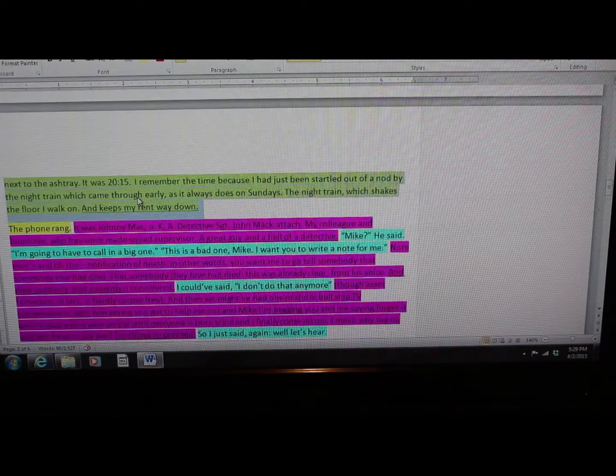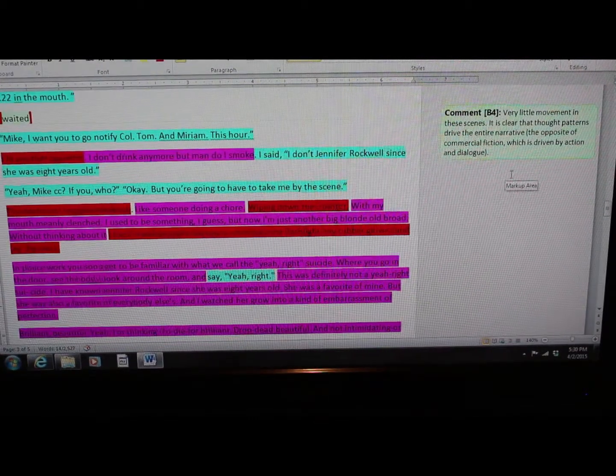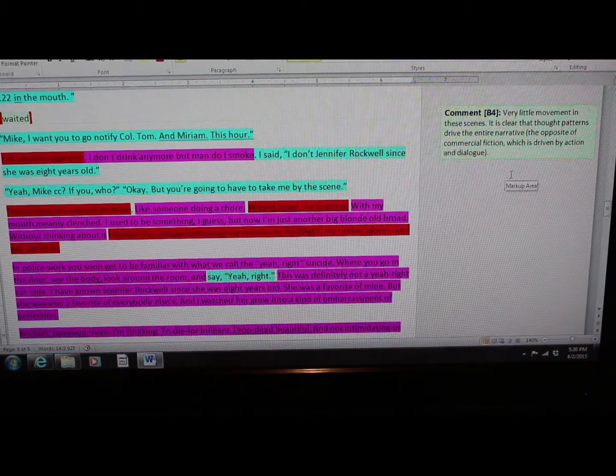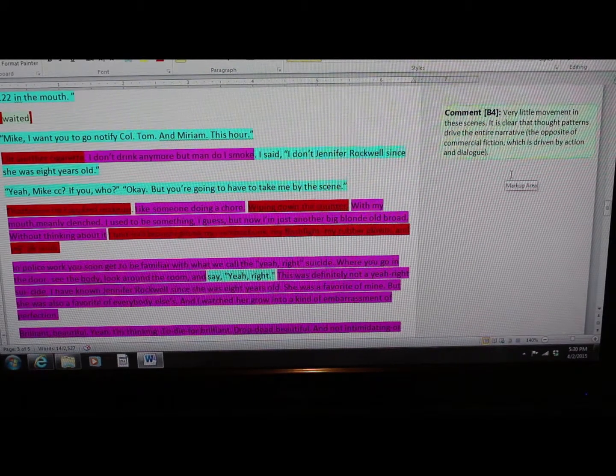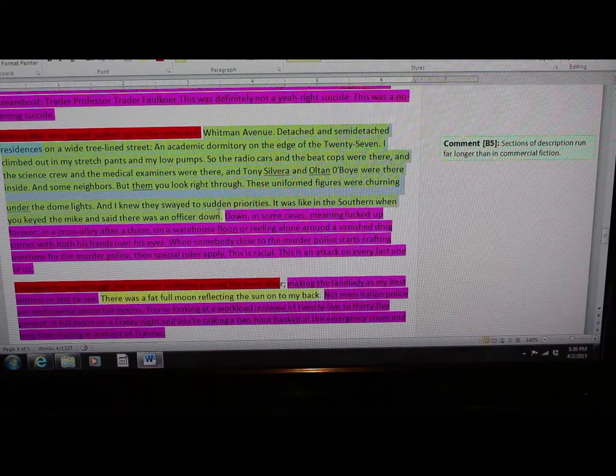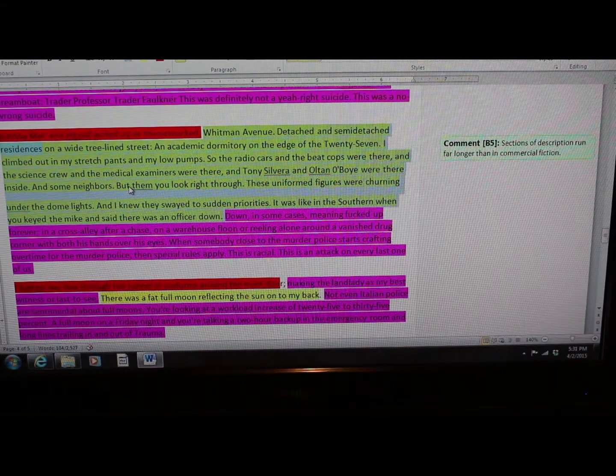Here we've got some more scene setting for a new scene. So another conclusion I've come to is that there is very little movement in these scenes. It's clear that thought patterns drive the entire narrative, which is the opposite of commercial fiction. Commercial fiction is driven by action and dialogue. Okay, another big honking description of an actual setting.